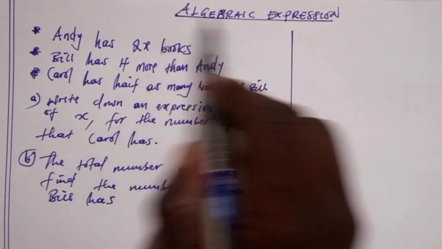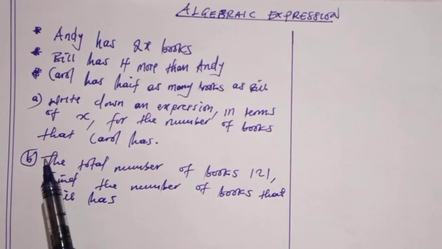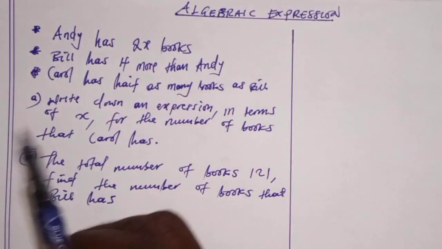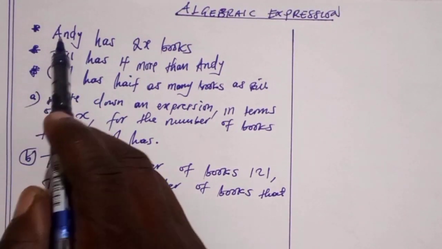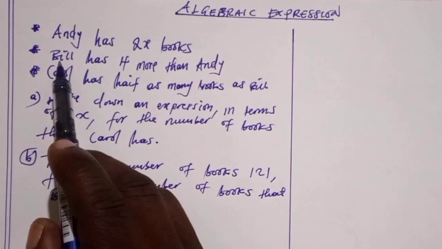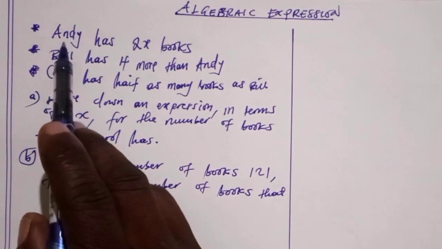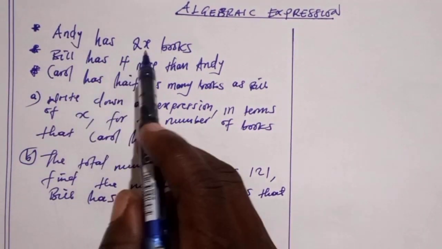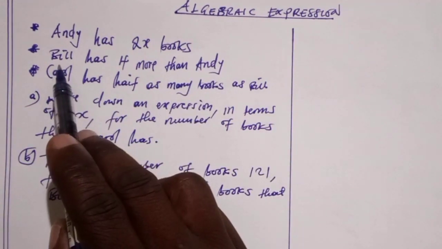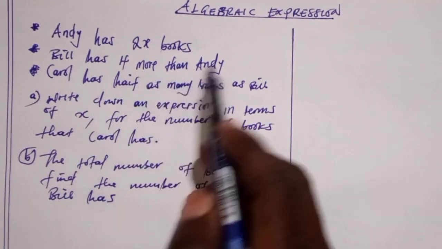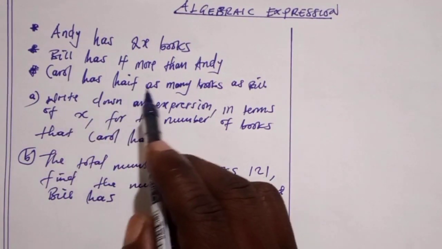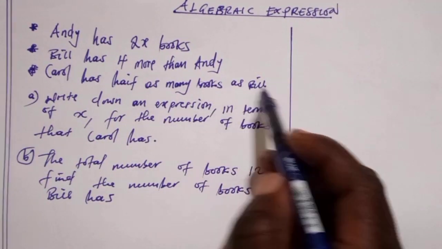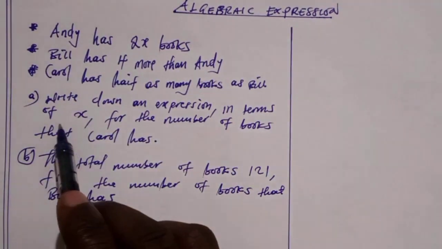Hello guys, today we are looking at algebraic expressions. We have the question written down. We have the names, which are Andy, Bill, and Carol. Andy has got 2x books and Bill has 4 more than Andy. And Carol has half as many books as Bill.